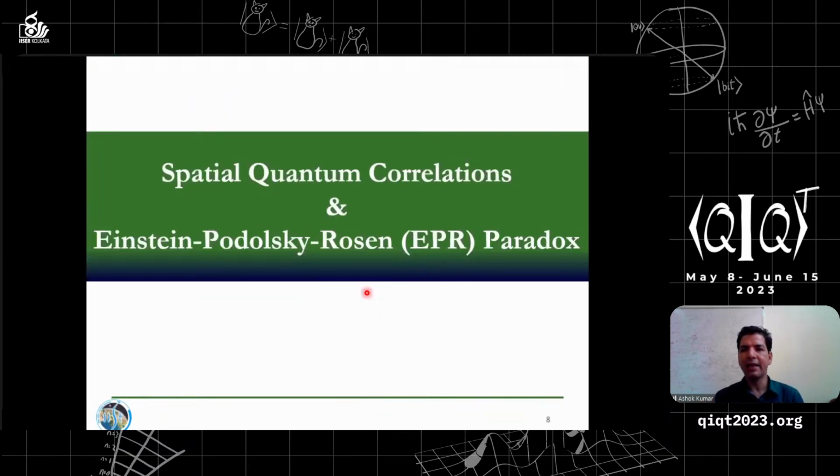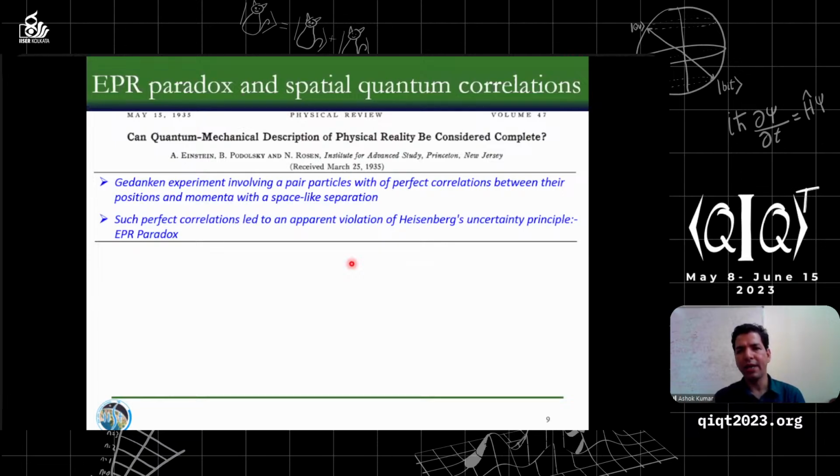Now, these kinds of spatial quantum correlations have a lot of significance in fundamental science, for example, to study the Einstein-Podolsky-Rosen paradox. How this spatial quantum correlation is useful, I will highlight in a couple of slides. By now you must be aware that in 1935, Einstein, Podolsky and Rosen wrote one of the most influential and controversial papers of the 20th century.